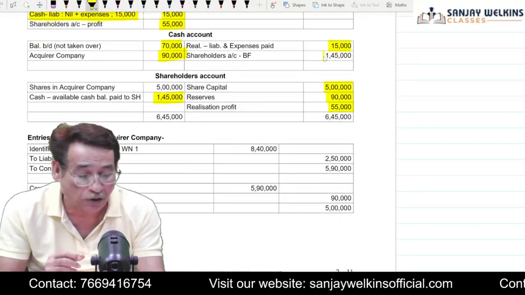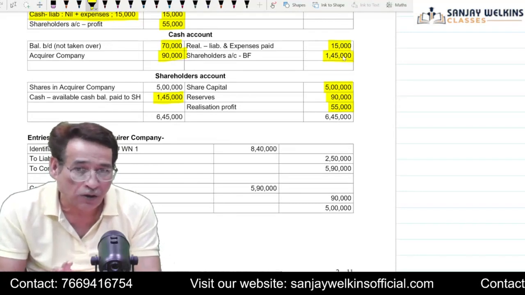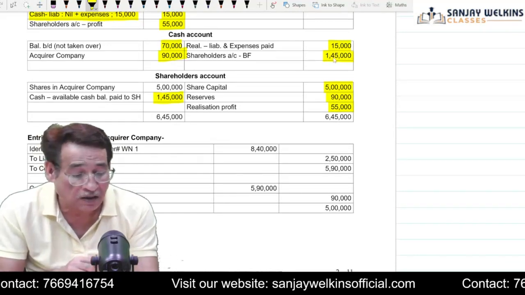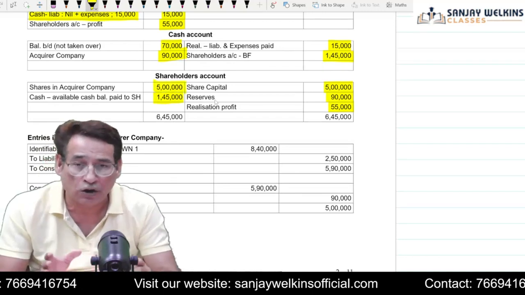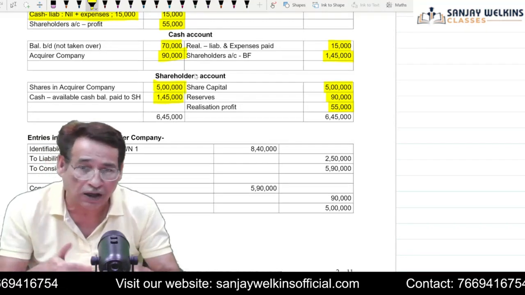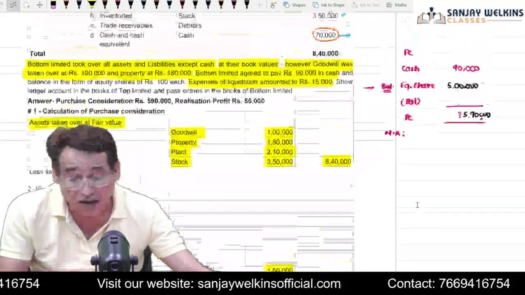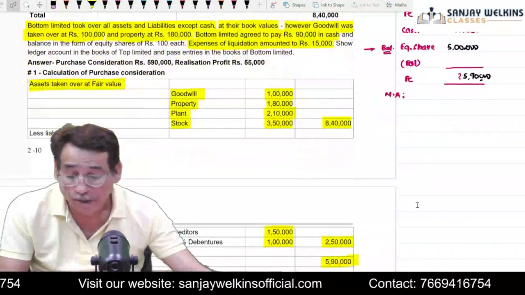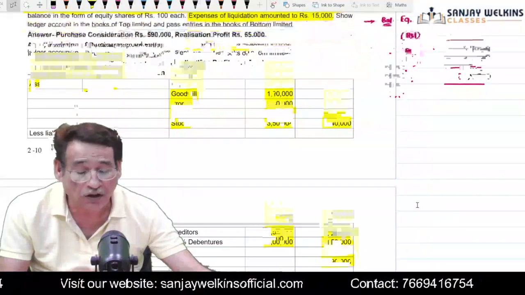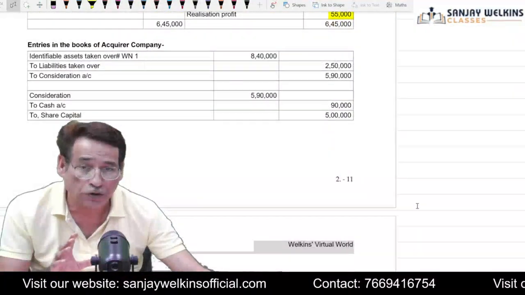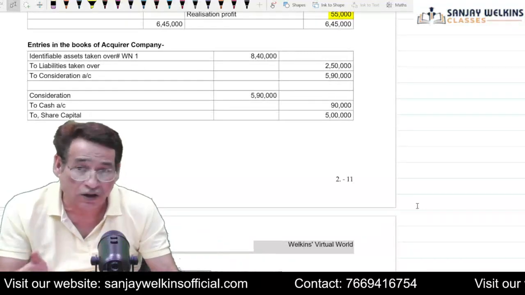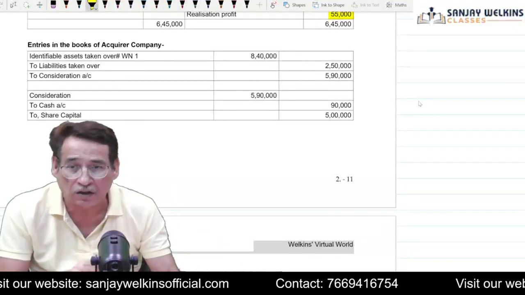After that, we are going to tally our cash account. And then whatever balance is there, 145, it will be posted here. Is it clear to you? And ultimately your shareholders account will get closed. Again, in this particular question, it is written pass entries also in the books of Bottom Limited. It is not written to pass entries presuming it to be a case of amalgamation, so Ind AS 103 will apply.